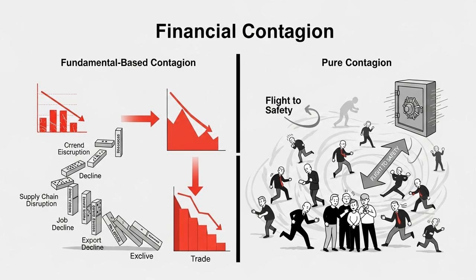Then there's pure contagion, which is where things get more psychological. This happens when the movement of markets isn't justified by macroeconomic fundamentals. It's driven by the behavior of international investors. For example, if a crisis hits one country, investors might suddenly reassess the risk of an entire region or a whole class of assets. This can lead to what's called a flight to quality, where investors pull their capital from markets they now perceive as risky, even if those markets have perfectly sound economies. This is less like a chain reaction and more like a wave of panic.